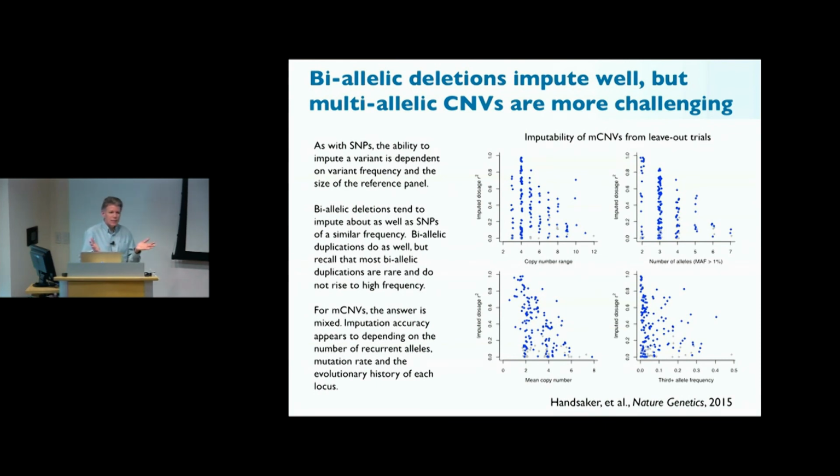So these biallelic deletions that are relatively stable in the genome, right, they actually impute pretty well. They impute about as well as SNPs to a first approximation. But duplications and these multi-allelic copy number variations don't. And the more multi-allelic they are, the worse they tend to impute from SNPs. It just means that those copy number states are not very well correlated in many cases with the SNP background.